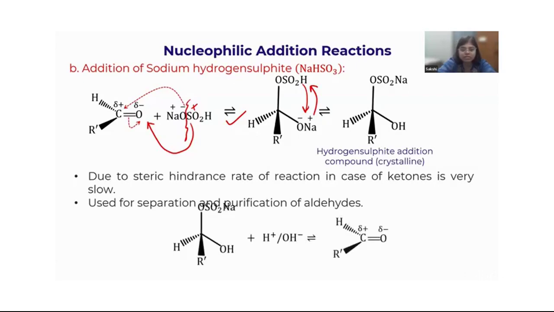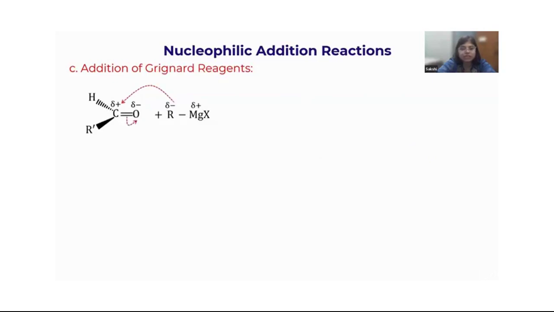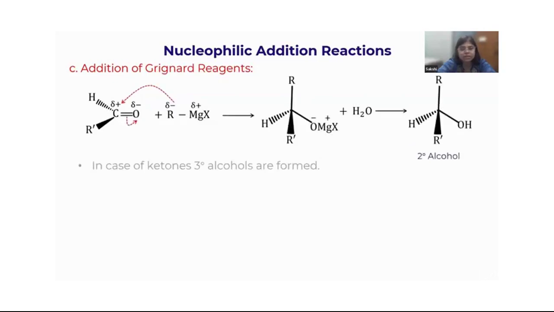Okay. So next, let us see addition of Grignard reagents. Now, what are Grignard reagents? We have studied this in chapter 1 in haloalkanes and haloarenes. Whenever an alkyl halide reacts with magnesium in the presence of dry ether, we get RMgX. Now, magnesium is very electropositive because it is a group 2 element. So, R would be negative. This carbon is partial positive, so it will be attracting R.